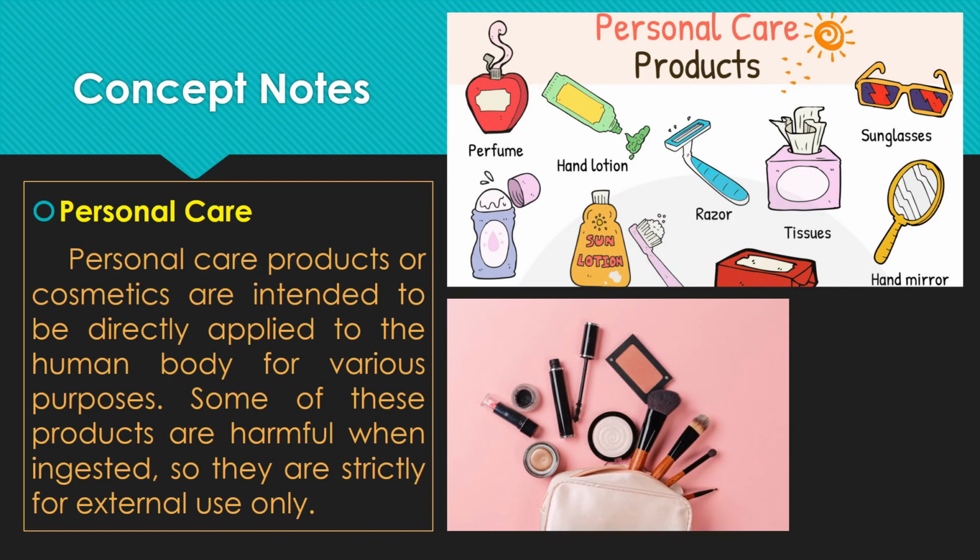Personal care. Personal care products or cosmetics are intended to be directly applied to the human body for various purposes. Some of these products are harmful when ingested, so they are strictly for external use only. They're used outside the body. Personal care products, for example, are perfume, hand lotion, razor, tissues, mirrors, and glasses. And for women, vanity is makeup, our makeups.